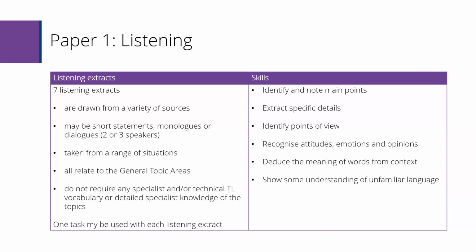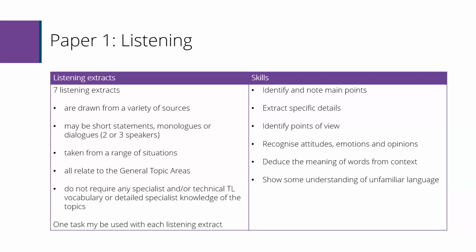They also need to be able to identify points of view. Think about, if a person says, "I laughed a lot," they are feeling happy. So they may need to do things like that, recognizing attitudes, emotions, and opinions. They will also need to deduce the meaning of some words from the context. We have a vocabulary list, but not every word that students are going to need to deal with this test will be on that list.